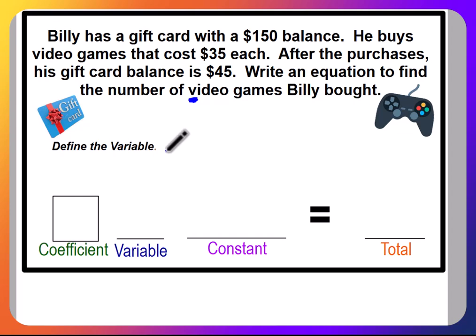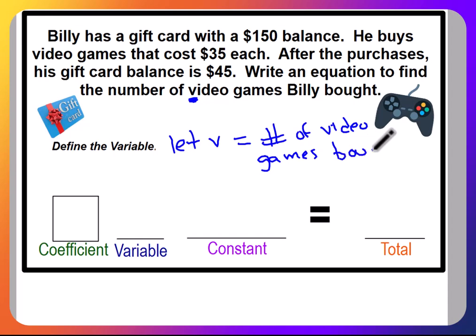So to define the variable, as you'll recall, we start off with let, whatever variable you're using, V, let V equal what? What is V going to stand for? What is it going to represent? The number of video games that he bought. So the number of video games bought. You have to write it out. There's no shortcut to this. What does the V represent? The number of video games that he bought.